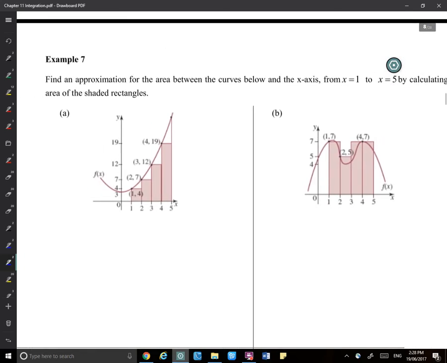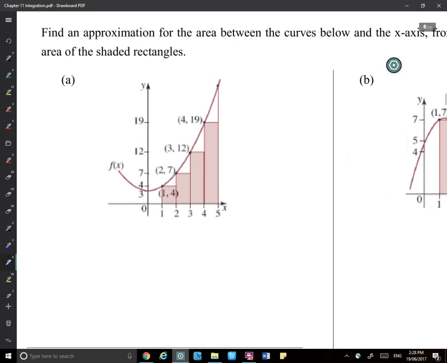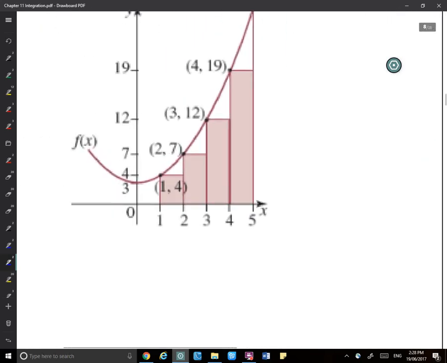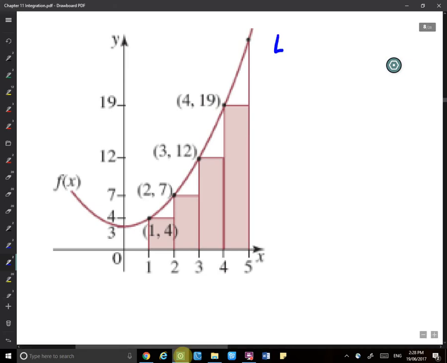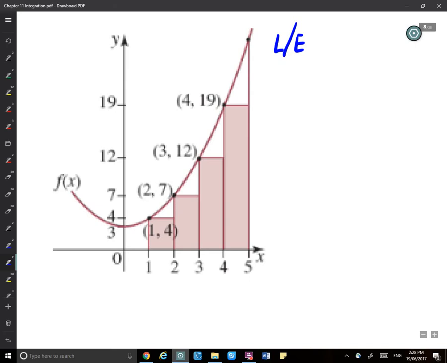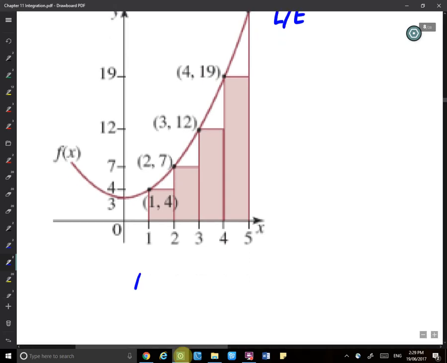Okay, find an approximation for the area between that and that. Okay, 1 to 5. First, is that a left-hand side estimation or right-hand side estimation? Left. Okay, left endpoint estimation. So, how many rectangles are there? 4 rectangles. The widths are all the same. I can just add all the heights. So for the first rectangle, the height is 4.